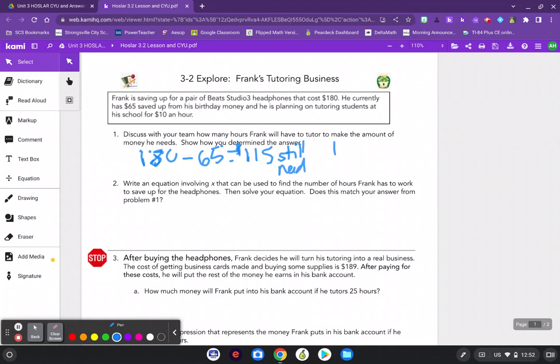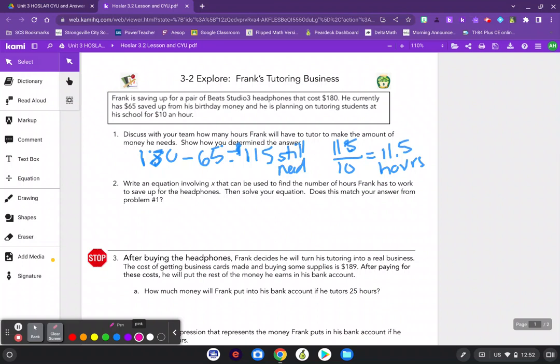So if I am tutoring at $10 an hour, I can take that $115 and divide by 10, which means that I'm going to have to tutor for 11 and a half hours, or we could say about 12 hours, right? In order to make that money in order to buy the headphones. And so this is just this logical thinking, talking through that process.